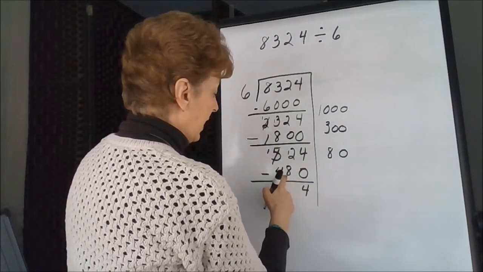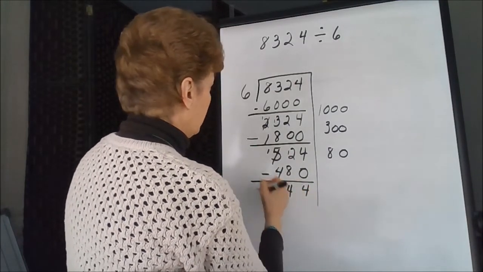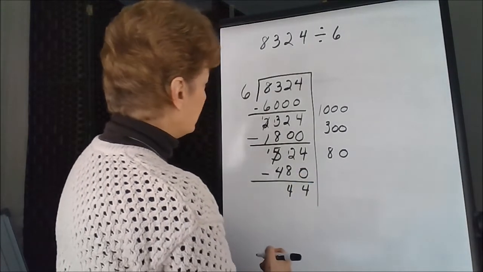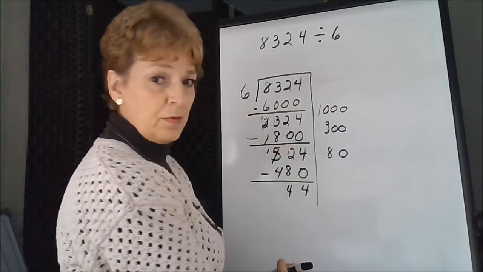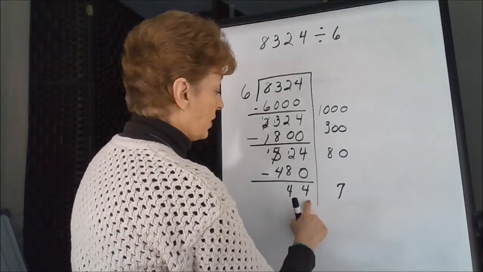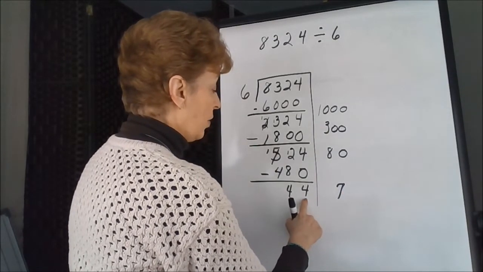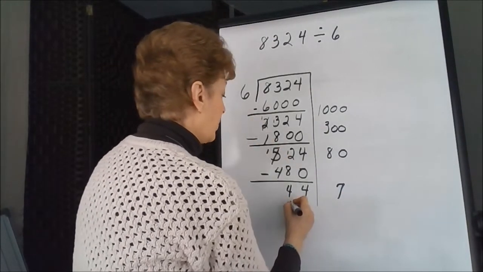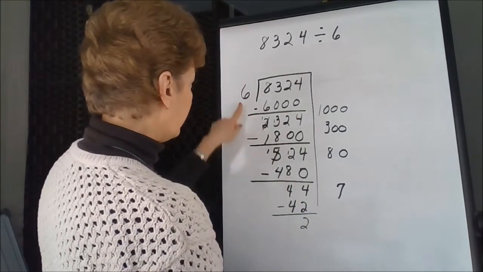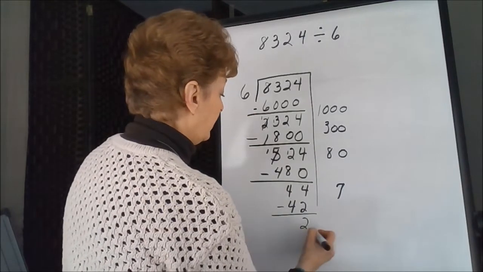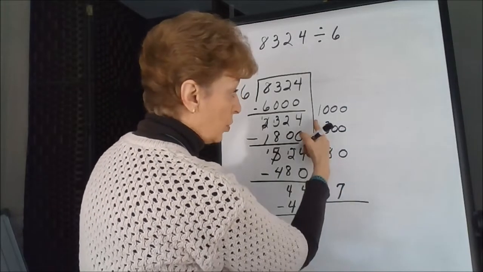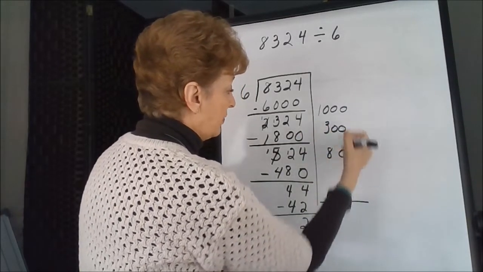12 take away 8 is 4. 6 goes into 4, nope, 44. What times 6 is close to 44 without going over it? Well, 7. We used the whole number 44, so there is no 0 after it because we used up the whole number. 7 times 6 is 42. Subtract, we get a 2. That's smaller now than the 6, so this is our remainder. And the partial quotients over here are adding all of these numbers up.